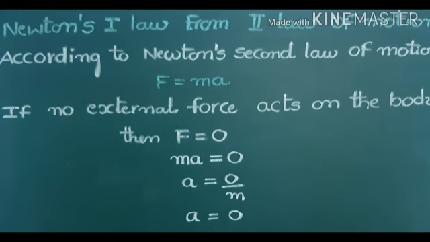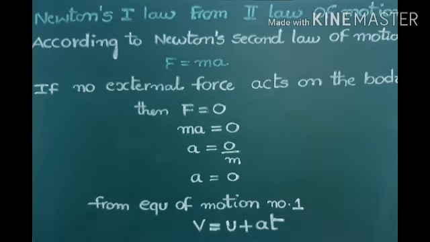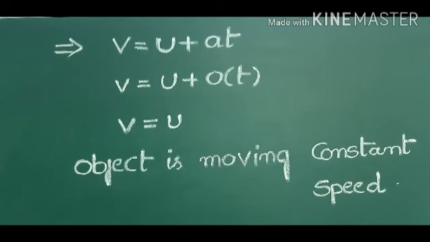So once again, Newton's second law: F equal to ma. Let us assume that F equal to 0, so ma equal to 0 and a equal to 0. The value a equal to 0, I am going to substitute into equation of motion number 1, that is v equal to u plus at. Substituting, what am I getting? v equal to u plus 0 into t, and v equal to u. That means the object is moving at constant speed.